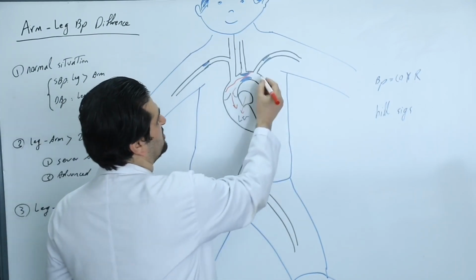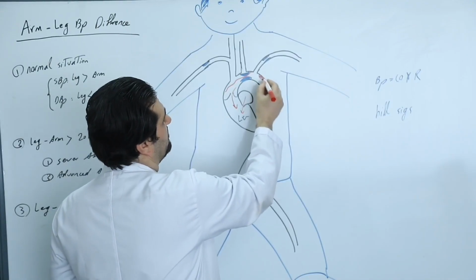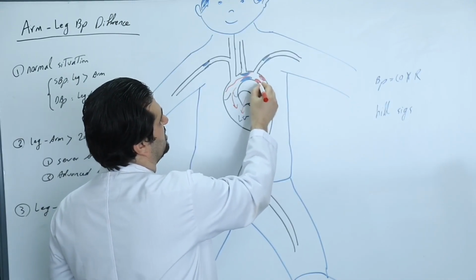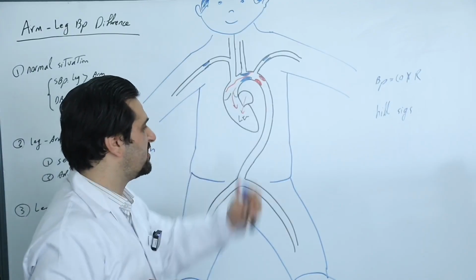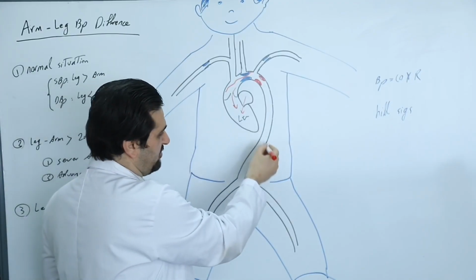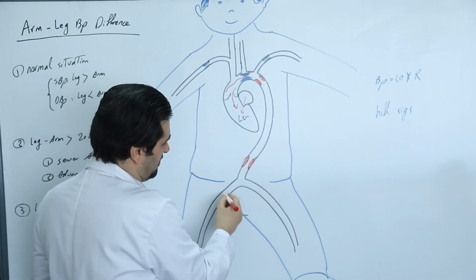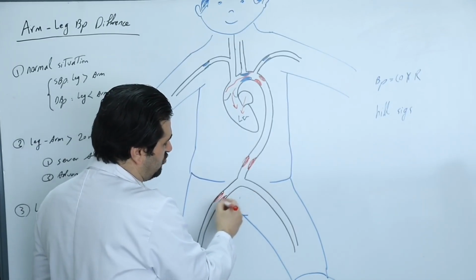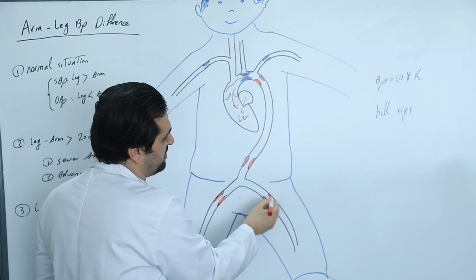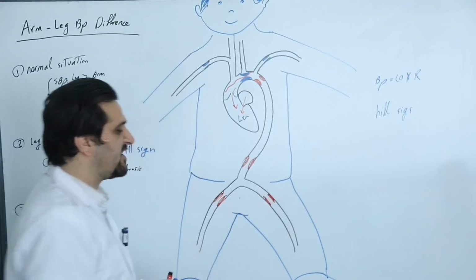Now, this narrowing might be due to a coarctation of the aorta, especially right after the left subclavian artery. That is, aortic coarctation might be caused by atherosclerotic plaques within the aorta itself. The plaques might be in the lower limbs, in the iliac vessels, or in the femoral arteries, and all of these ultimately lead to narrowing.